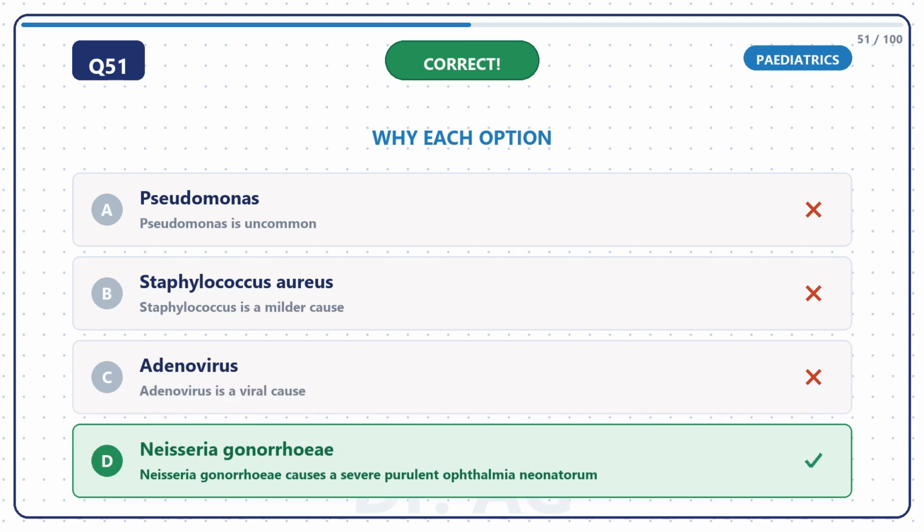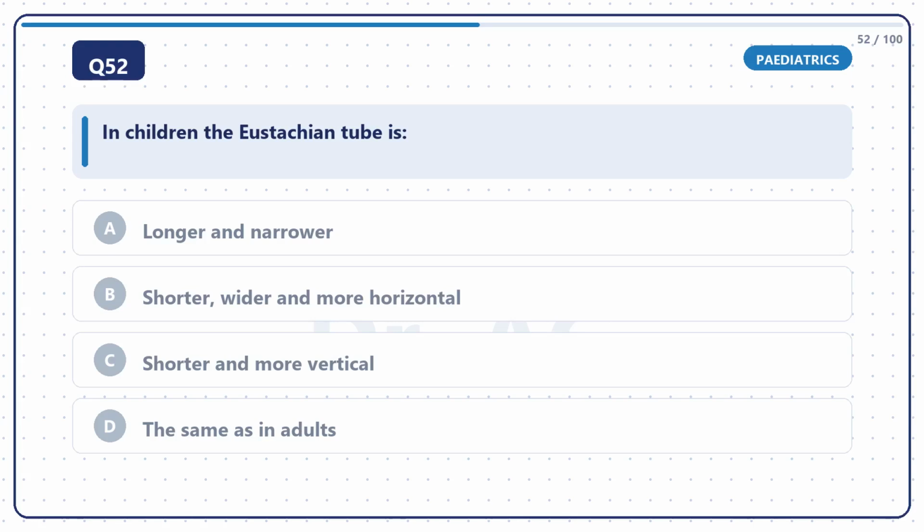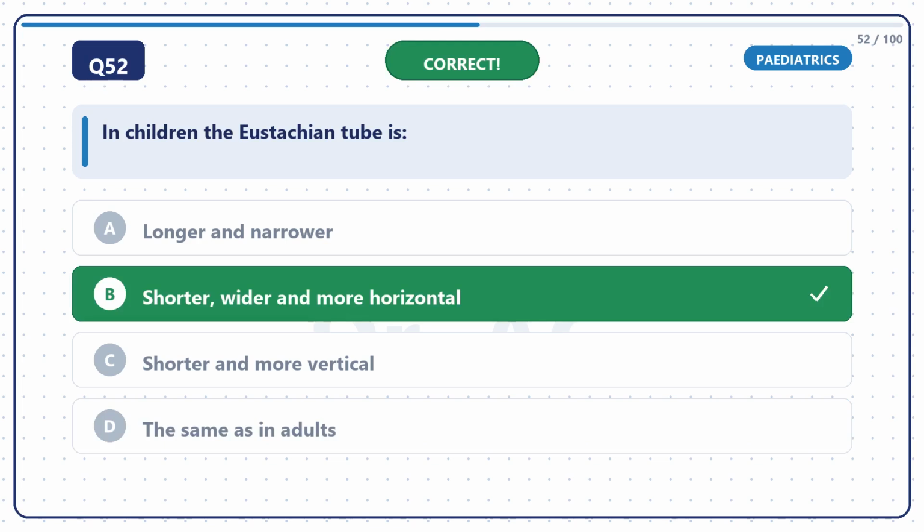Neisseria gonorrhoeae. Question 52. In children the eustachian tube is option A, longer and narrower. Option B, shorter, wider and more horizontal. Option C, shorter and more vertical. Option D, the same as in adults. The correct answer is option B, shorter, wider and more horizontal.